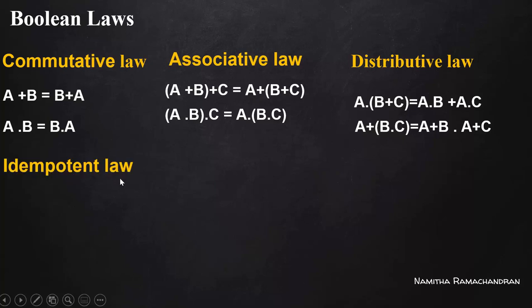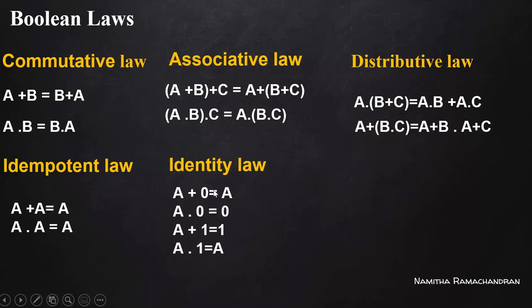Next is the idempotent law. That is, if a variable is added with OR with the same variable, then the result is A itself. And again for this AND operation, if A is AND with the same variable, then it generates the same variable. That means the resultant value is equal to the value present in the variable itself. Okay, so this is the idempotent law.